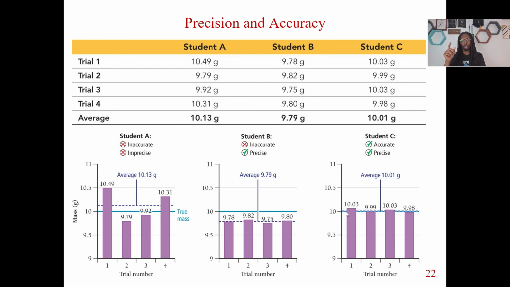Two things here: they were both of those things. That's how we're going to be thinking about precision versus accuracy.